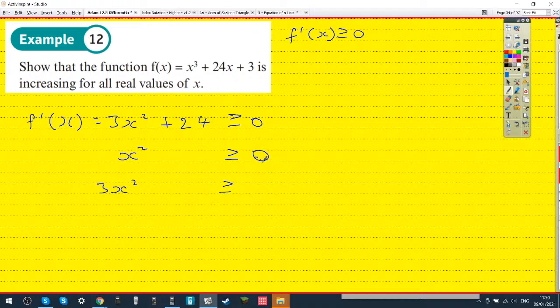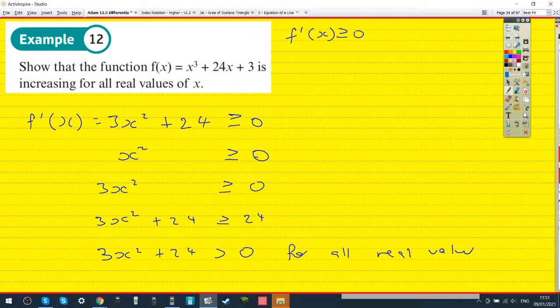Still 0. What about if you added 24 to both sides? 3x squared plus 24 is greater than or equal to 24, which is definitely greater than 0. And so the 3x squared plus 24 is greater than 0 for all real values of x. Therefore, it's an increasing function.